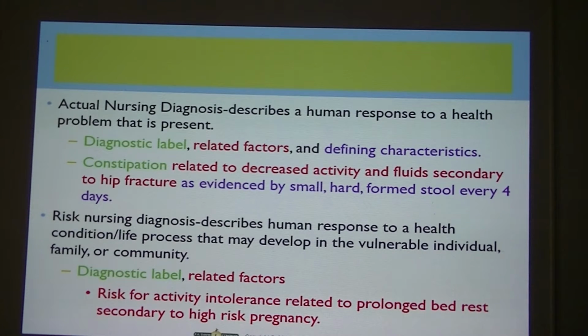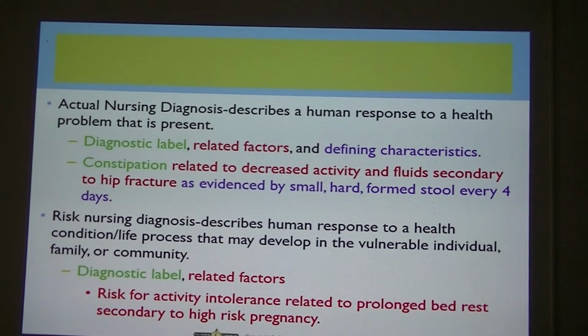So an example here is constipation related to decreased activity in fluids secondary to hip fracture. Now here, secondary to is often a medical diagnosis. You cannot use it as your related to, but you may use it as your secondary to. And then as evidenced by hard, small, formed stool every 4 days. Okay, so that's an actual nursing diagnosis that is occurring.